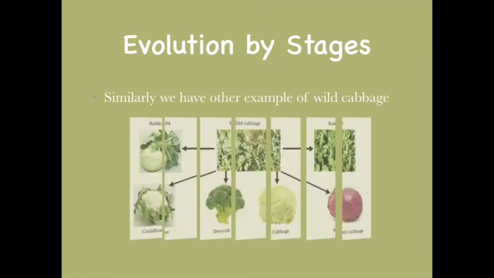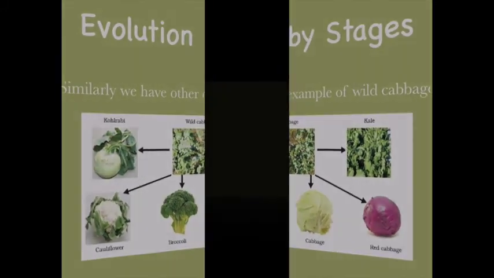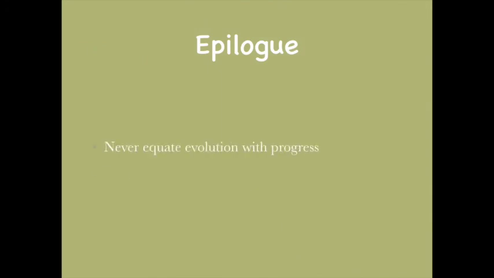Similarly, we have another example of wild cabbage, which can be genetically modified into cauliflower, broccoli, cabbage, red cabbage, kale, etc. So the epilogue of this particular lecture is: never equate evolution with progress. Sometimes evolution might be dangerous.